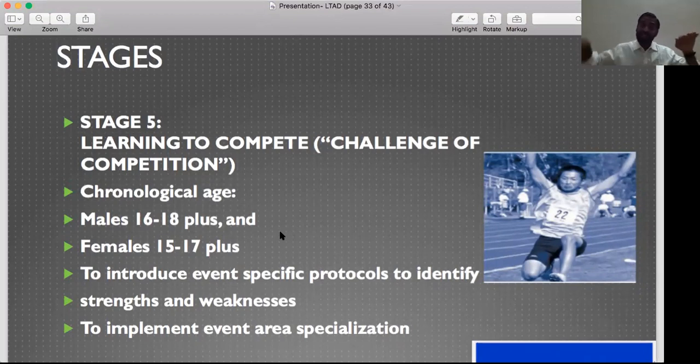This is where the strengths and weaknesses are actually derived. We start to understand the athlete is good here, he lacks here, and it is very important to implement event-specific area specialization. That means which competition are you preparing for? Is it a national championship, a district championship, or a school championship? Are you playing in Nagaland, Kashmir, Rajasthan, or Gujarat? Are you playing in the day or in the night? Is it winter or summer? All those different variables start to come in at this stage. It starts to become serious now, right?